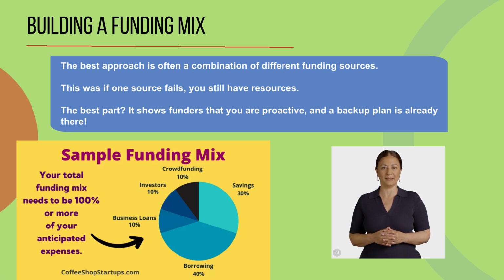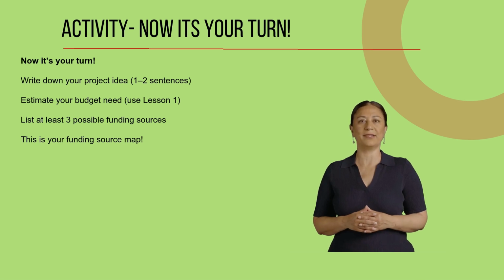So, let's explore the various funding options available and create a comprehensive funding mix that will set us up for success. For today's activity, write down your project idea, estimate your needed budget, list at least 3 possible funding sources, and gather all the info in a table. This is your funding source map.